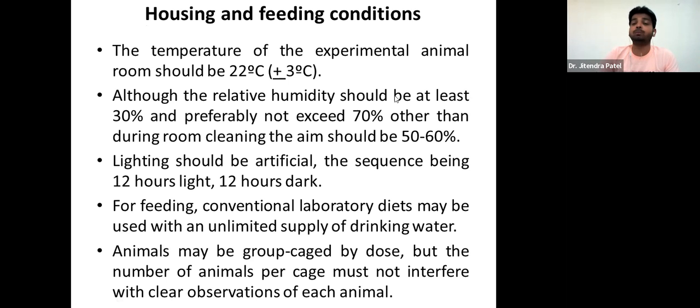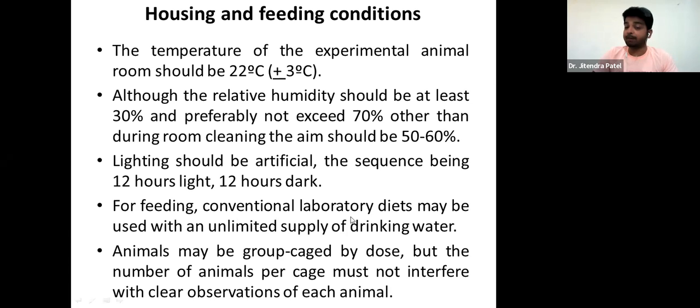The relative humidity should be at least 30% and preferably not exceed 70%. Other than during room cleaning, the aim should be 50 to 60%. For a while you can go here and there, but generally this is the guideline. Lighting should be artificial. Why? Because the sequence should be 12 hours light and 12 hours dark, so day and night are maintained artificially, so that they can sleep at night and do other activities in the daytime, and their physiological processes, digestion, biochemical reactions, biotransformation, absorption and distribution can go on properly and not interfere with our results when we are doing a toxicity study.